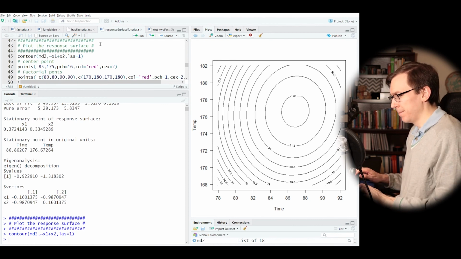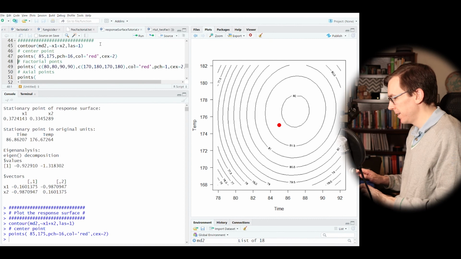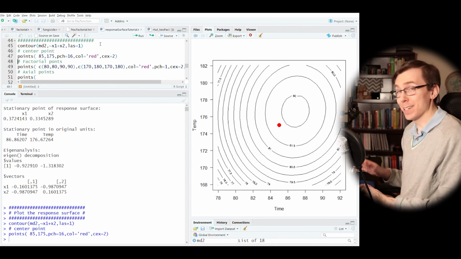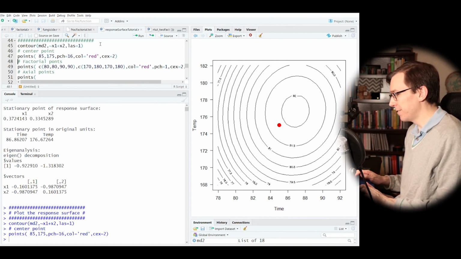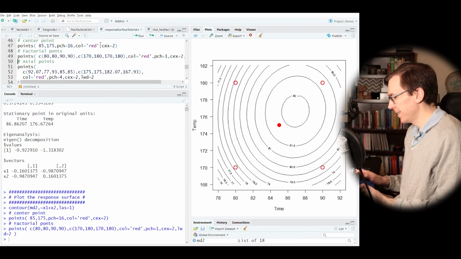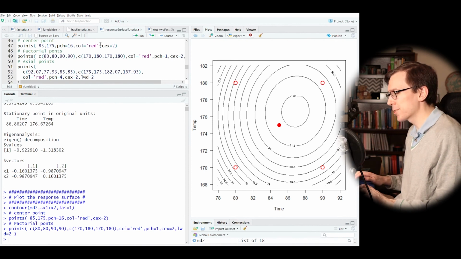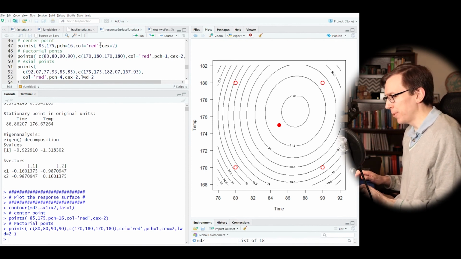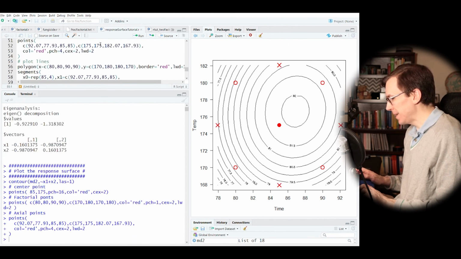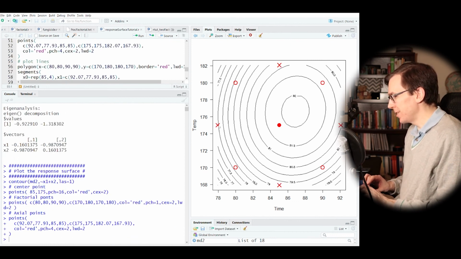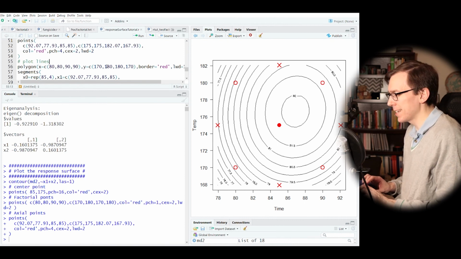Anyway, let's plot some points. That red dot is our center point, the center of our response surface design. Our factorial points are those red hollow circles in the four corners making a square. The axial points are the red X's. You can see the axial points along the axes and the factorial or cube points making the square, with our red solid center point in the center.